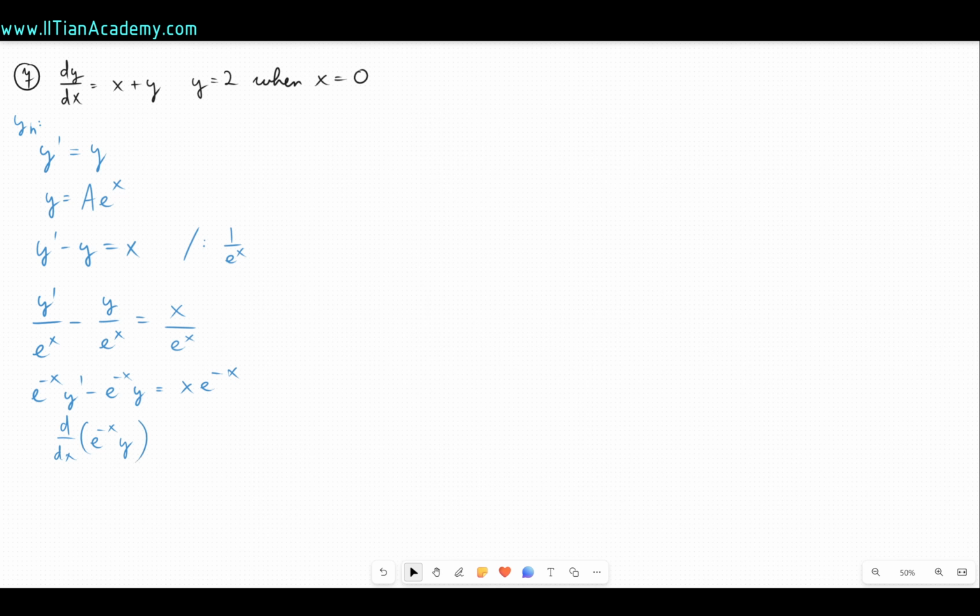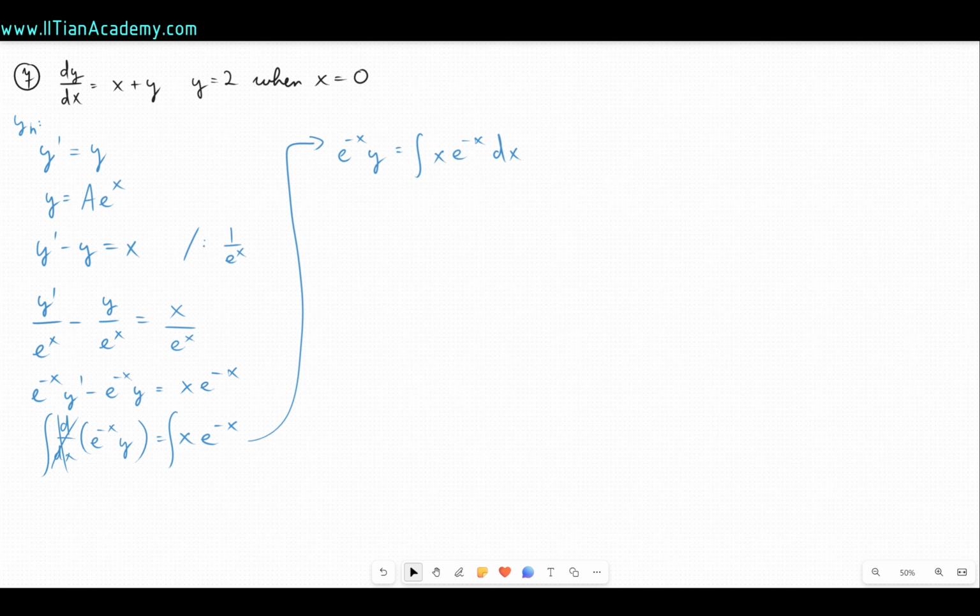So if we simply use the product rule, we can see that this will be equal to this. And this we can just leave as it is. And what we can do now is integrate both sides with respect to x. Then this derivative will disappear. And what we will be left with, if we continue up here, is that e to the minus x times y is equal to the integral of x times e to the minus x dx.